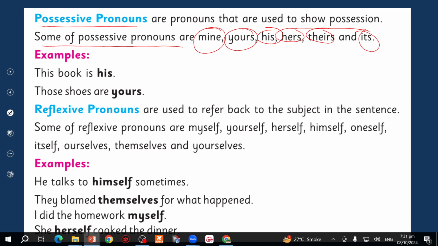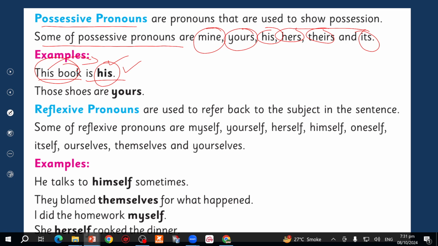For example, if you want to say that this book is of that man or belongs to somebody or a friend, so you can say this book is his. So his here is showing the possession, who owns the book and who possesses the book. So his is a possessive pronoun, and this is for males. This is for the male gender, the masculine.